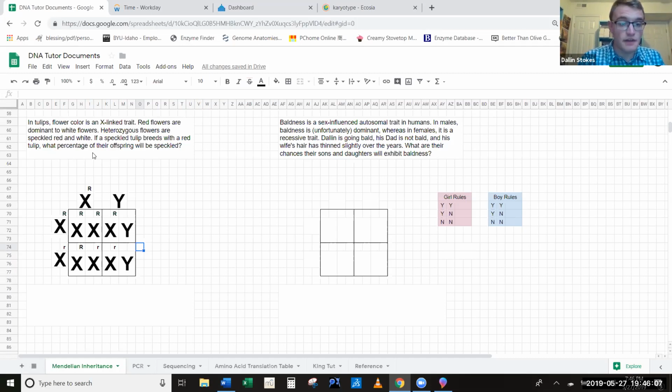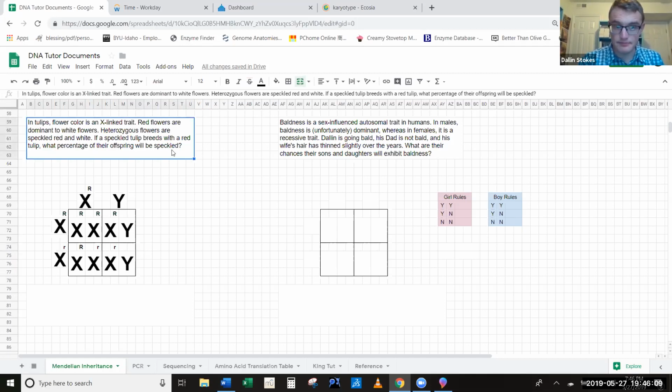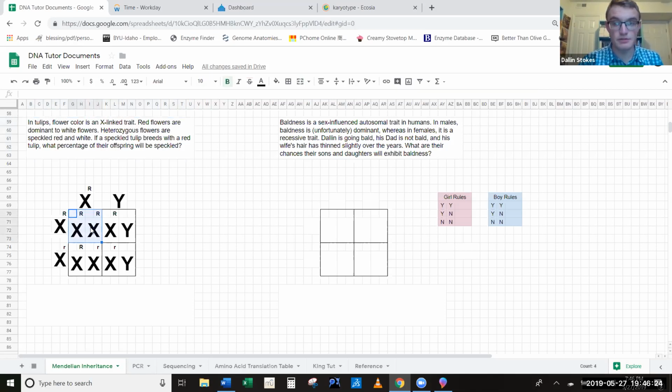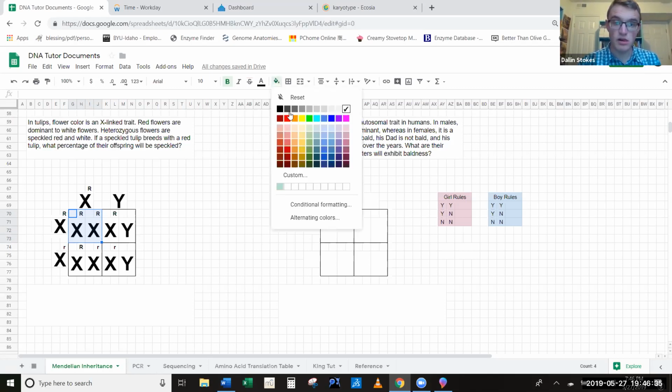What percentage of their offspring will be speckled? Now notice I didn't ask genders in this case. So now I'm considering the whole picture. So will this one be speckled? No, it's got big R. It only produces red proteins. It is going to be a red flower. So this one is red.